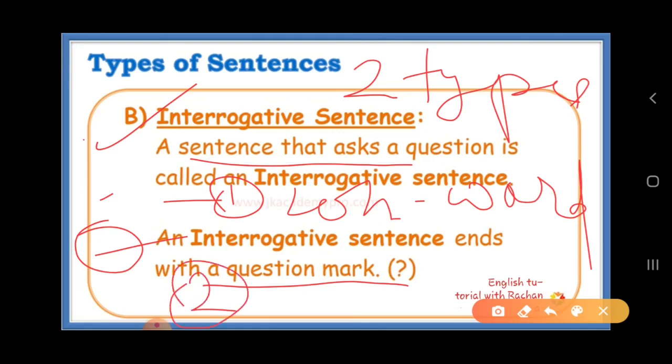And the second type of interrogative sentences you can call which start with helping verb. How does it start? It start with helping verb. Now what is helping verb? Helping verbs are modals, you can say modal auxiliaries. Like you can say is, am, was, were, has, have, had, will, shall, can, could, and all. So when an interrogative sentence start with these helping or modal verbs, then we call it second type of interrogative sentence. And when an interrogative sentence start with the question word, then it is first type of interrogative sentences.